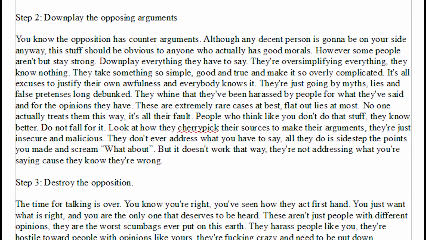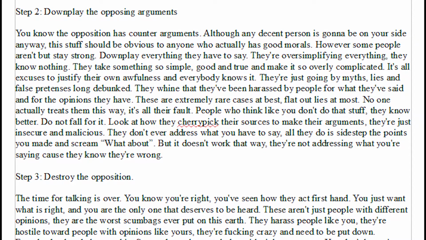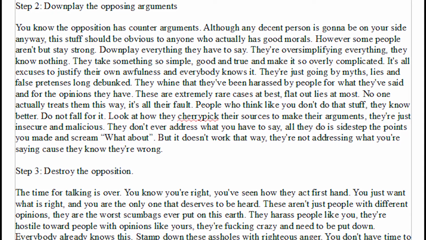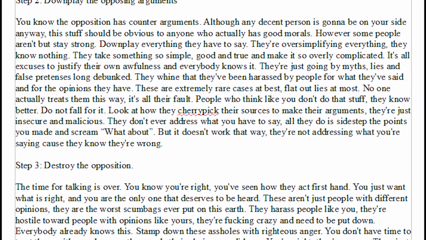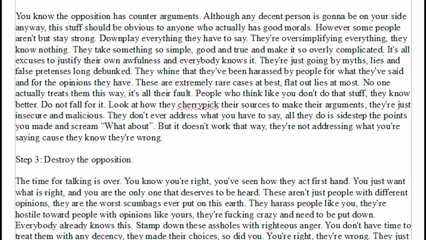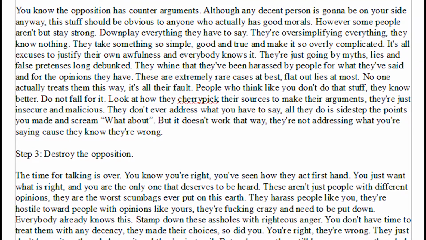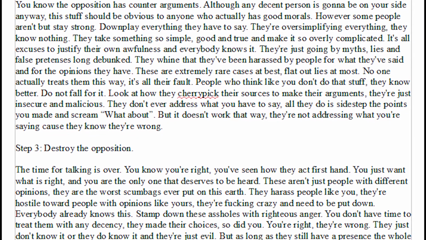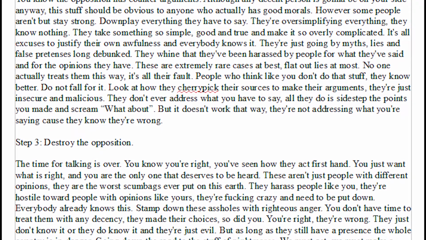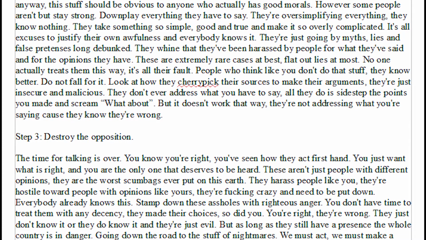Step 3. Destroy the opposition. The time for talking is over. You know you're right. You've seen how they act firsthand. You just want what is right, and you are the only one that deserves to be heard. These aren't just people with different opinions. They are the worst scumbags ever put on this earth.